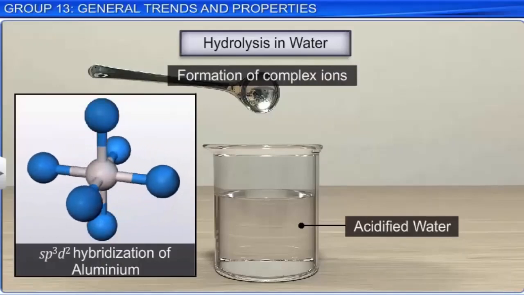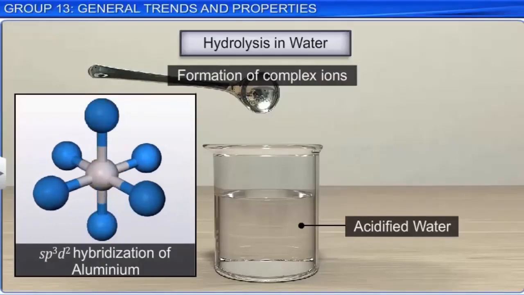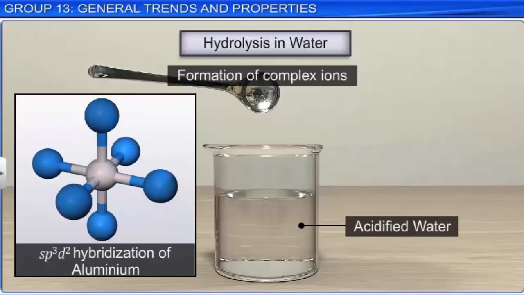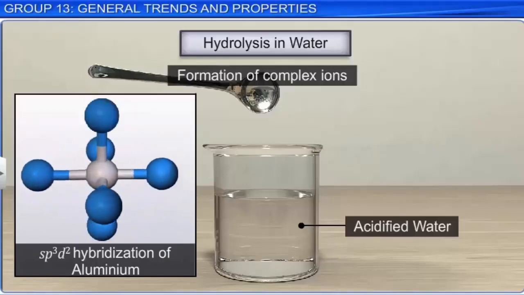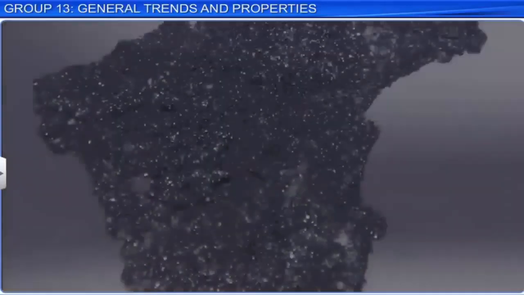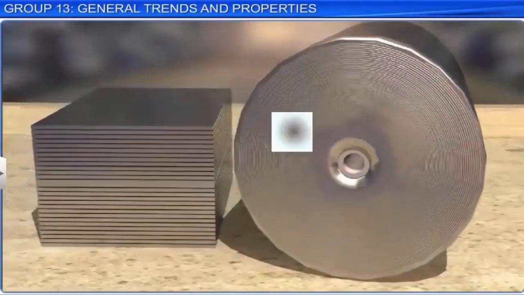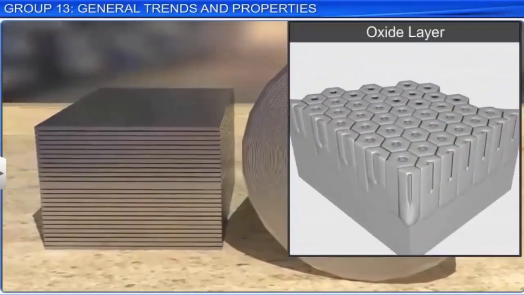These complex ions have an octahedral geometry. The aluminium is sp3d2 hybridized in these complex ions. Crystalline boron is unreactive towards air. Aluminium forms a thin oxide layer on its surface, so no further reaction with air will be observed, although aluminium is a fairly reactive metal.